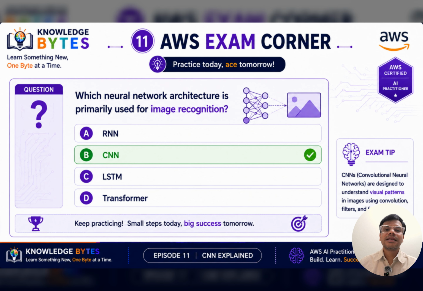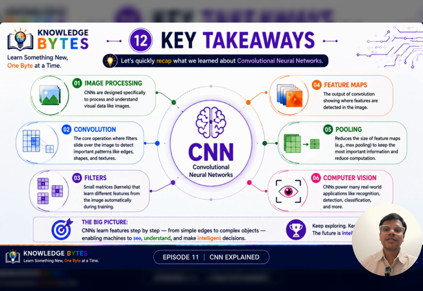Now let's understand how this topic, the CNN, helps in the AWS exam corner. First question: which neural network architecture is primarily used for image recognition? Option A is RNN, then CNN, LSTM and transformer. So far we haven't learned about the other three options. The answer is CNN. CNNs are specifically designed for image processing and computer vision tasks. This is a common AWS AI Practitioner exam question. Remember it.